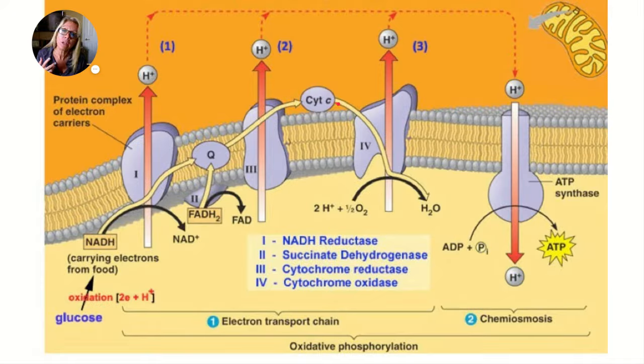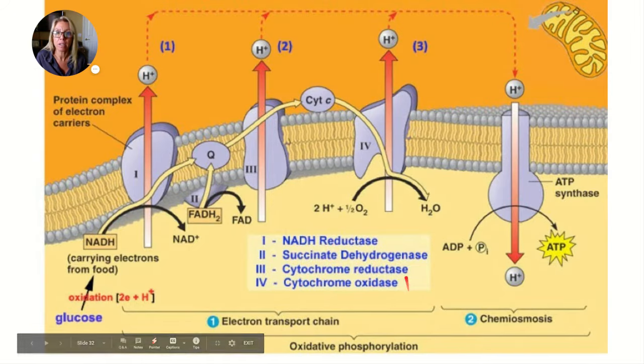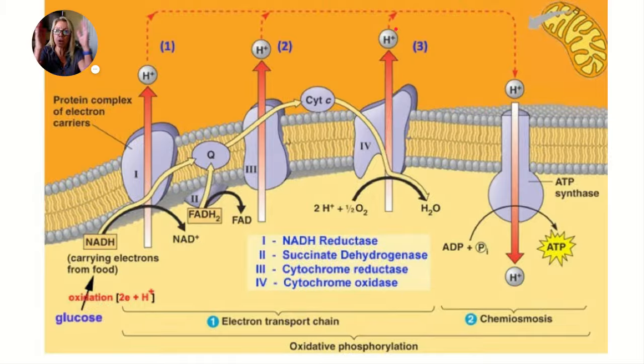And then when it keeps getting passed along across that membrane, the last one right here is cytochrome oxidase. That's the third one where the hydrogen ions go out. Then they will come back in, each one of those, through, look right here, ATP synthase complex, generating ATP. So we are coupling, right?